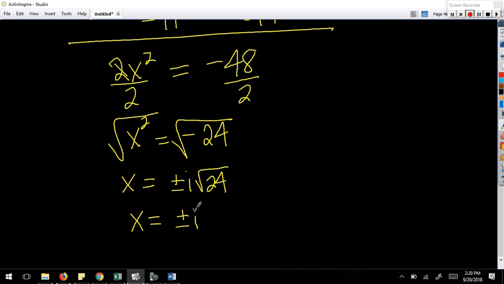The i is still there. I've got 4 and I've got 6, right? And I do that because the square root of 4, and this is where y'all were asking the questions. So it's 2i square root 6.